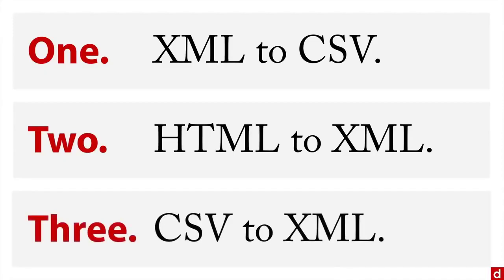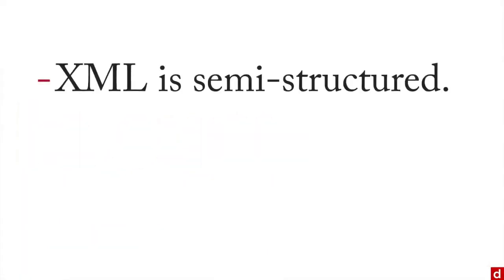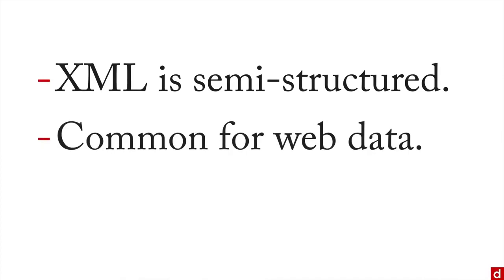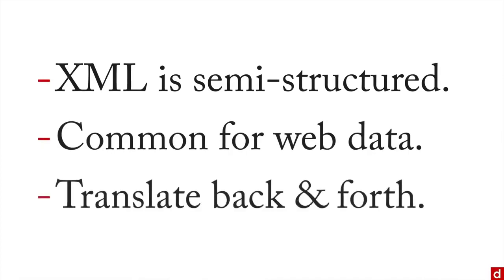You can bounce them all back and forth because the structure is made clear to the programs that you're working with. So in sum, here's what we can say. Number 1, XML is semi-structured data. What that means is it has tags to tell the computer what the piece of information is, but you can make the tags whatever you want them to be. And XML is very common for web data, and it's really easy to translate the formats XML, HTML, CSV, and so on and so forth back and forth, which gives you a lot of flexibility in manipulating data so you can get it into the format you need for your own analysis.